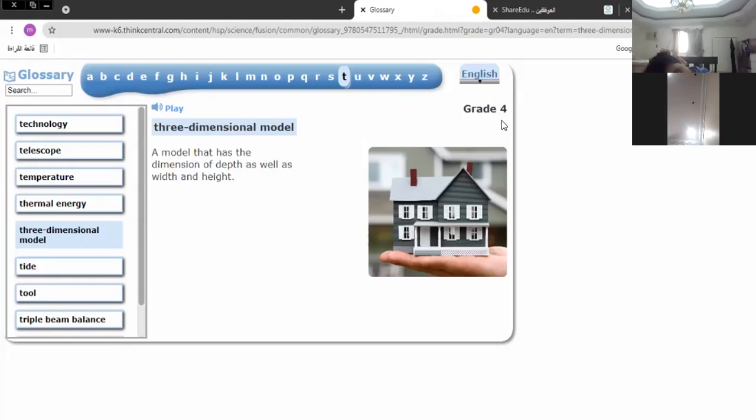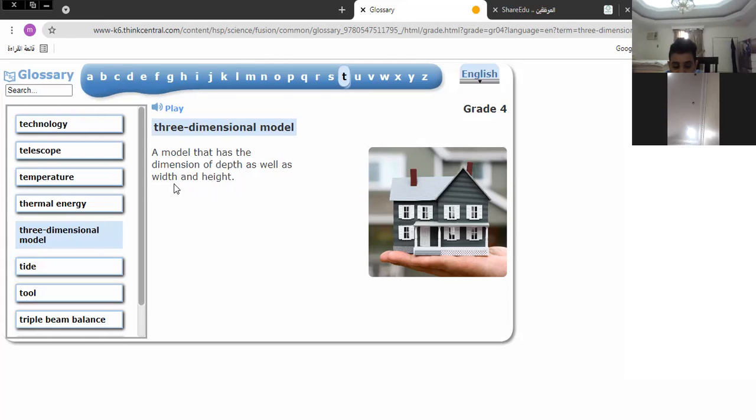Abdel Ilah. Three-dimensional model. What is a three-dimensional model? Abdel Ilah, can you hear me? Yazan? Read that, please. Three-dimensional model, a model that has the dimension of depth, as well as width and height.